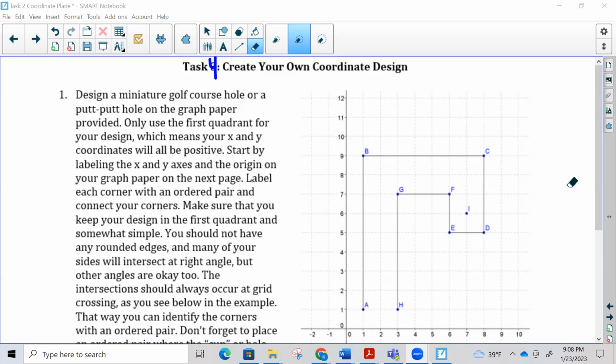Here you can see on this graph course, there are corners B, C, D, E, F, and G, and all of those are connected. Then there's a start of the hole, A and H. And then we'll talk about I in a minute.